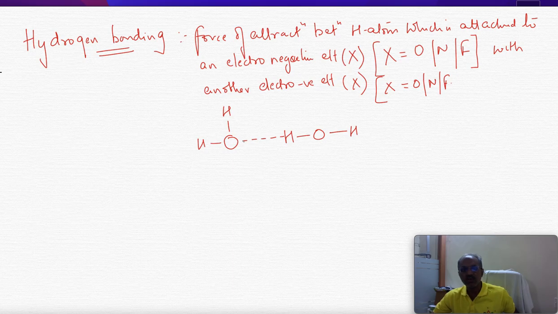Here, in two water molecules, the oxygen element is attached to the hydrogen, which is attached to another electronegative element. Just try to understand: this is the force of attraction between hydrogen, which is attached to an electronegative element, and another electronegative element. So this happens to be hydrogen bonding. I'll write it in short form, HB, hydrogen bonding.